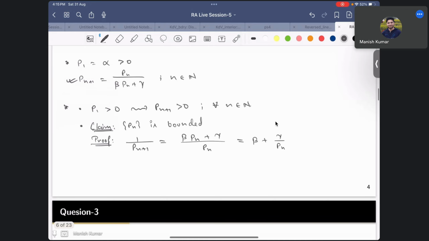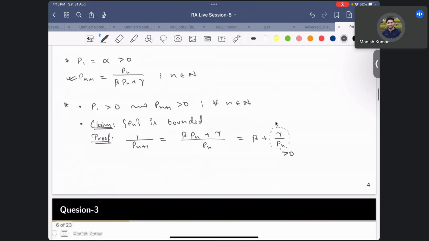Now I know that the term gamma by Pn is greater than 0, so from here I can say that this is greater than beta. This would imply that Pn plus 1 is less than 1 by beta. And also we know that Pn plus 1 is positive. So this kind of bound we have, for all n belonging to natural numbers. So we have that the sequence Pn is a bounded sequence. This shows the sequence Pn is bounded.